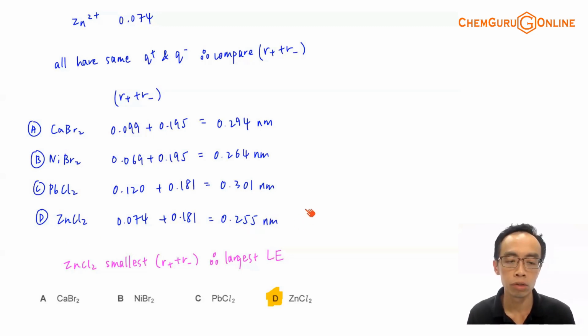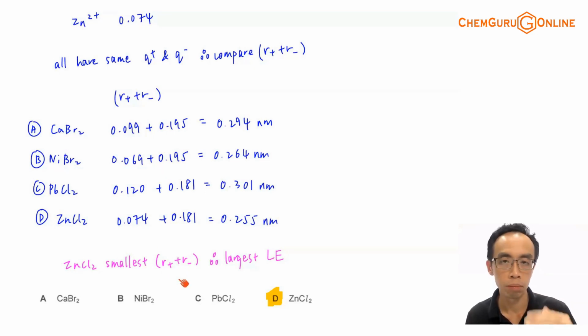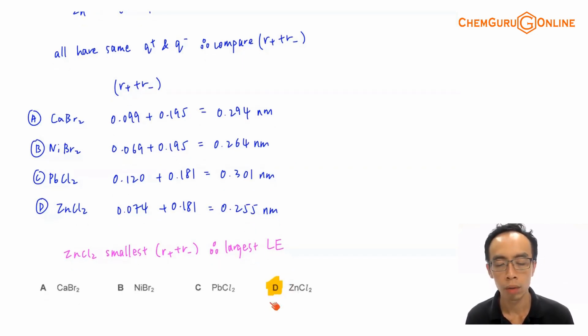If I want the biggest lattice energy, then I will want the smallest r+ plus r- term, because it is in the denominator. If there's a smaller r+ plus r- term, then this will give me a bigger lattice energy magnitude. So out of these four guys, I'm going to choose the one with the smallest r+ plus r- term, which of course will be zinc chloride. So in this case, answer will be option D.